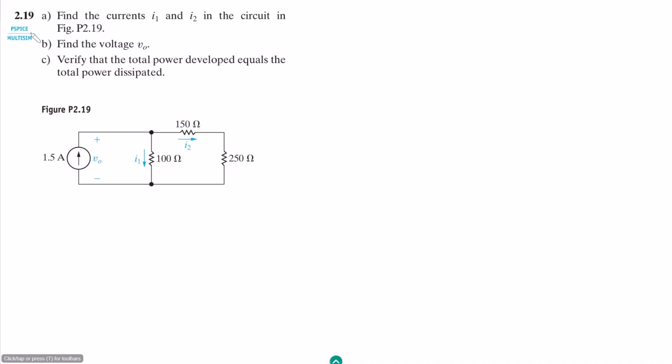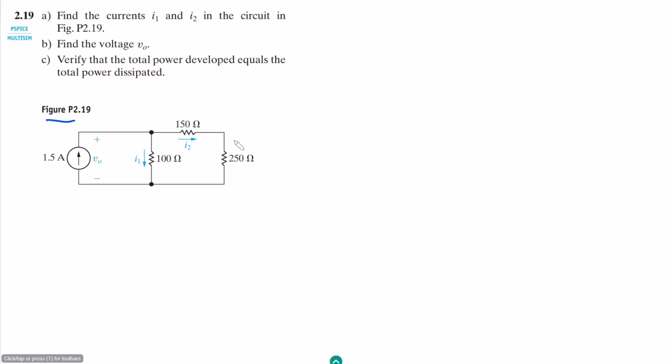Welcome back, guys. So this is question 2.19 and the statement of this question is, part A: find the currents I1 and I2 in the circuit in figure P2.19. Part B is find the voltage, which is here. This is the voltage V0, and part C is verify that the total power developed equals the total power dissipated.